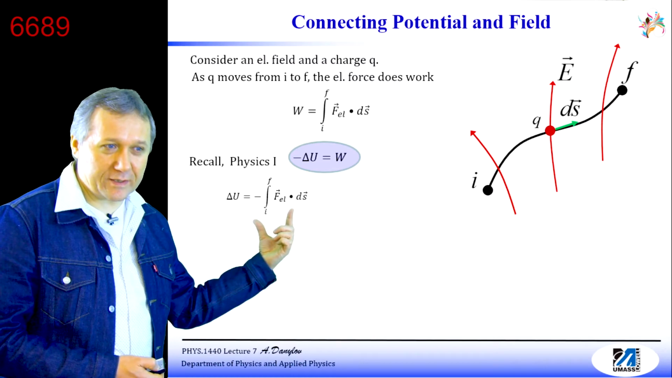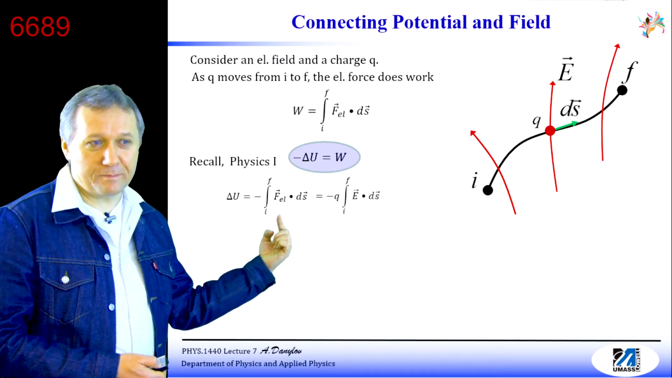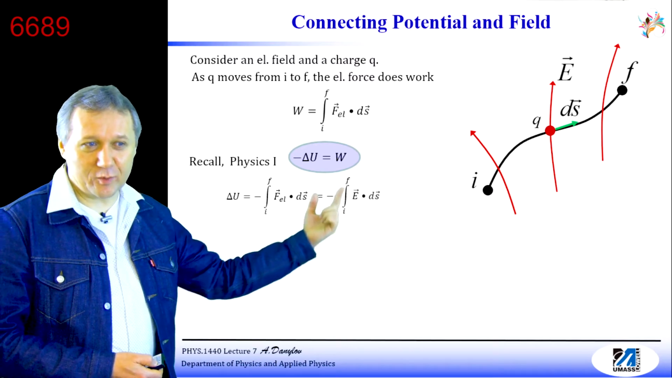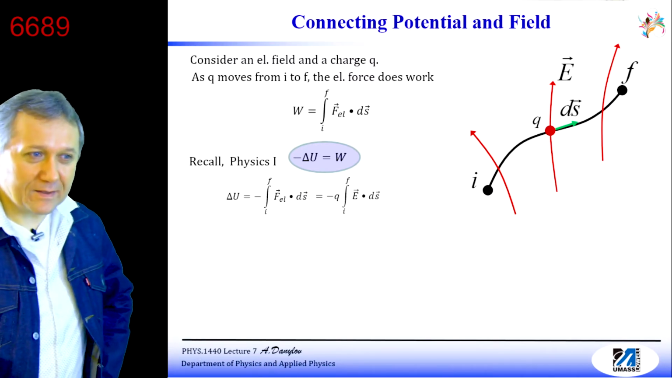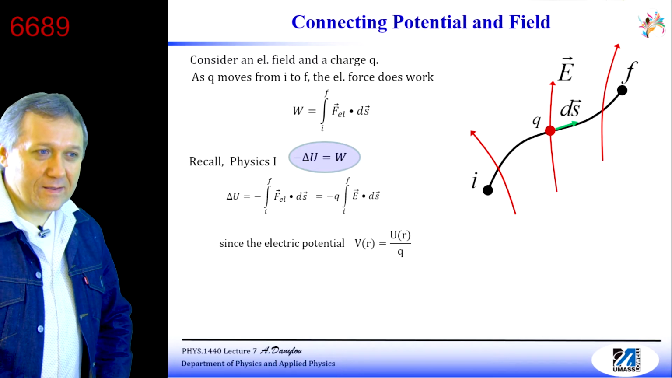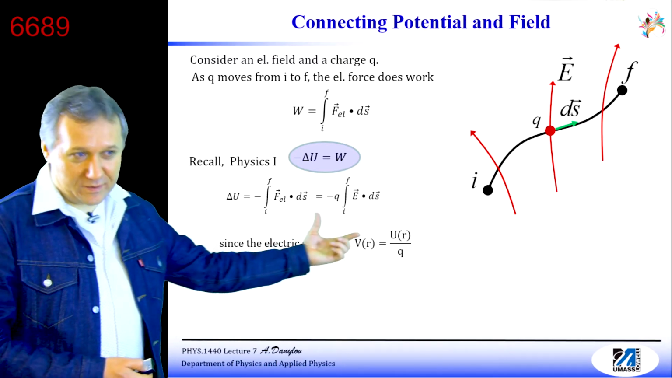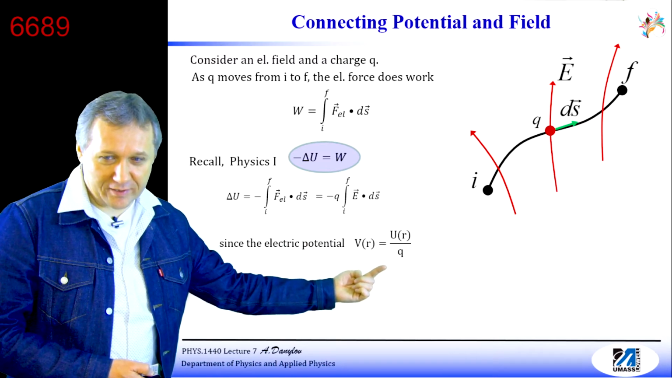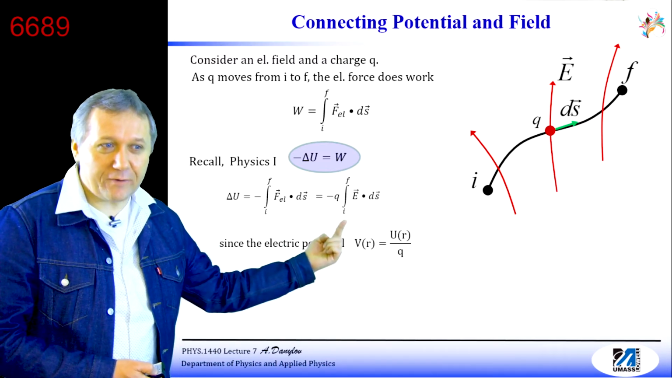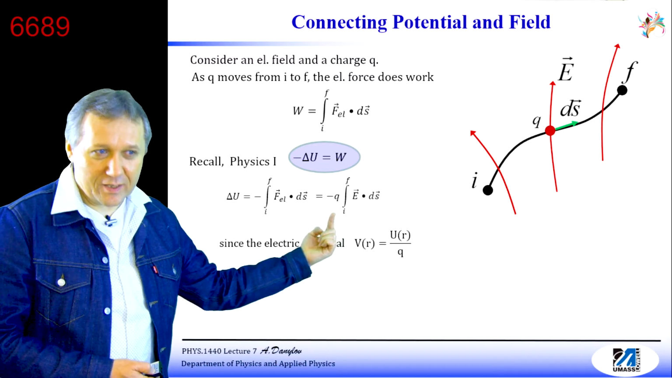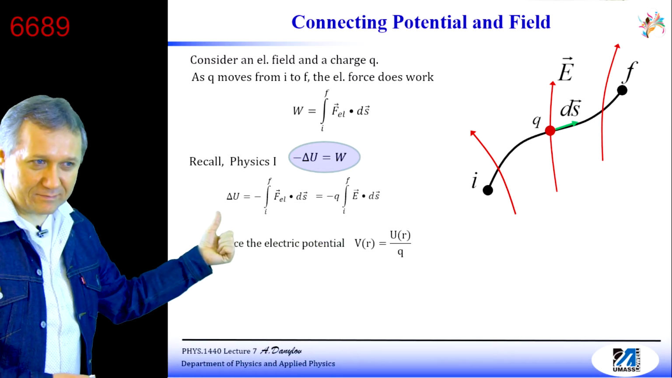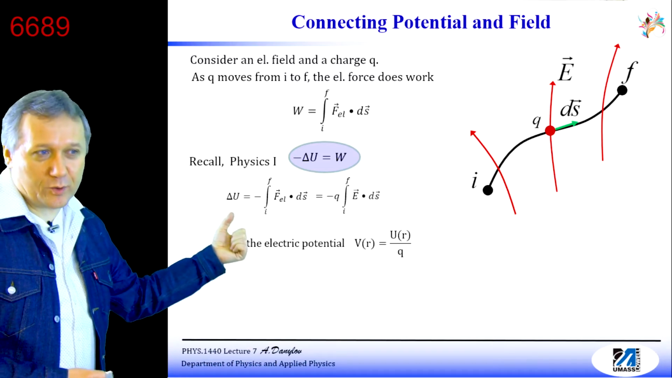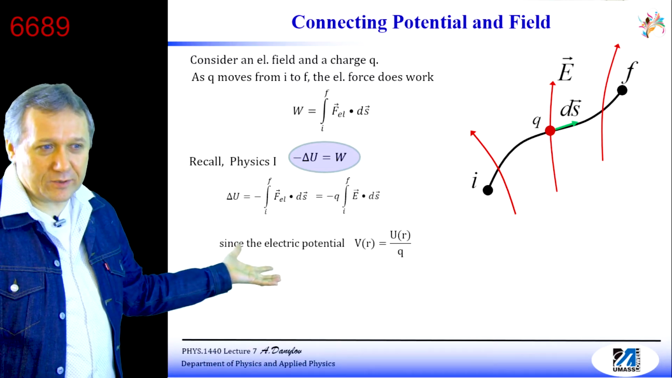Right? So first, electric field. Of course, F equals QE. So Q I can take outside. We'll get minus Q integral of E dot ds. And now, since the electric potential was introduced as potential energy divided by the charge, if I take this charge, Q, and move it to this side, in the denominator under delta U, then delta U over Q will be my delta V, and that's the derivation.